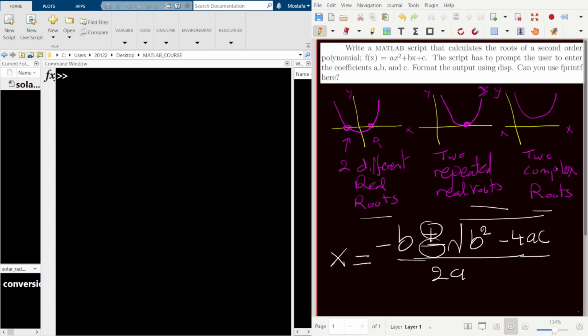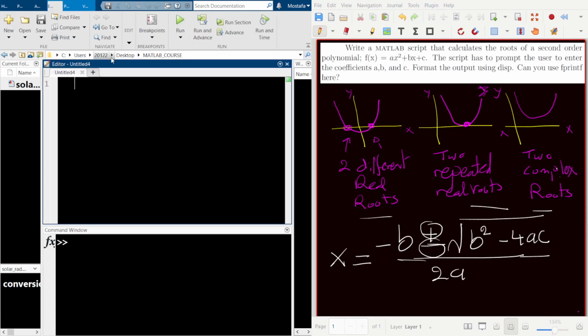All right, so that's sort of a basic analysis of the problem. Let's get to coding. We will start with a new script here. We should give it some representative name. So for example, I'm calling this roots second m. So let's save this.